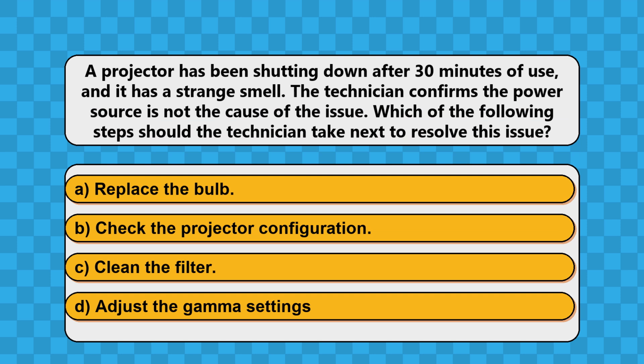Question 36. A projector has been shutting down after 30 minutes of use, and it has a strange smell. The technician confirms the power source is not the cause of the issue. Which of the following steps should the technician take next to resolve this issue? Option A. Replace the bulb. Option B. Check the projector configuration. Option C. Clean the filter. Option D. Adjust the gamma settings.